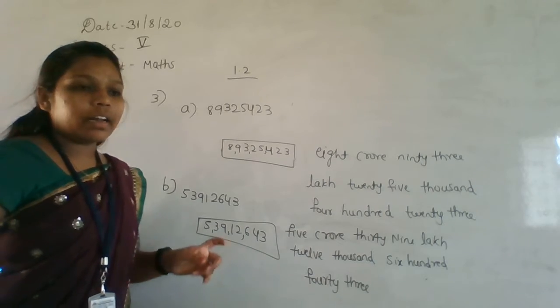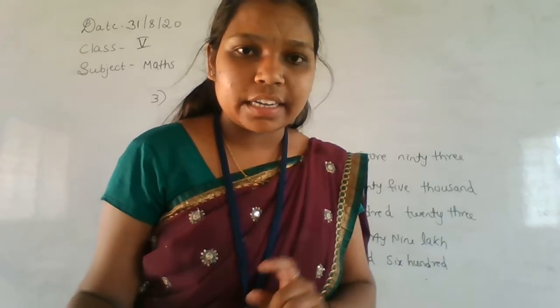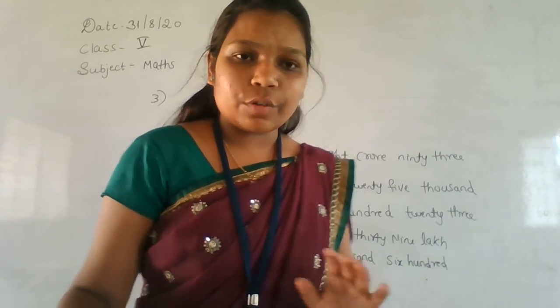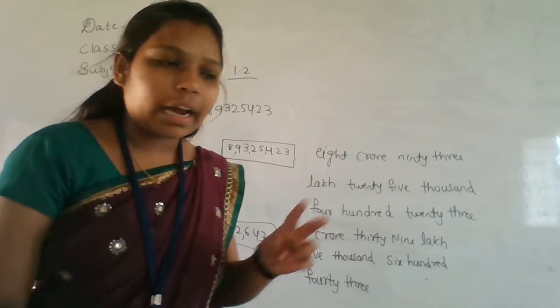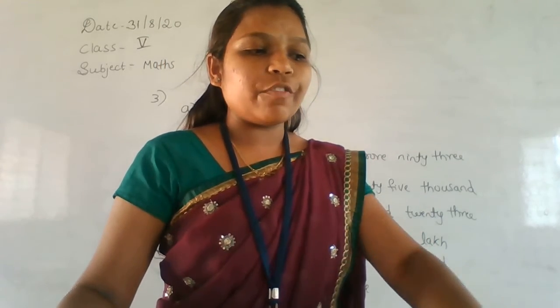Getting everyone? Another 2 you have to do at home yourself, that is the C one and D one. I showed 2 as an example, and the other 2 you have to do. It's an easy one. So next we'll go for the fourth main.